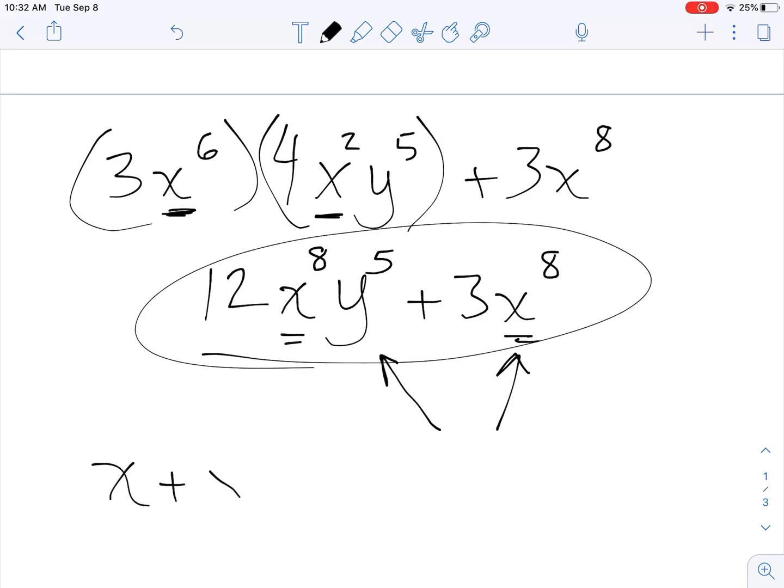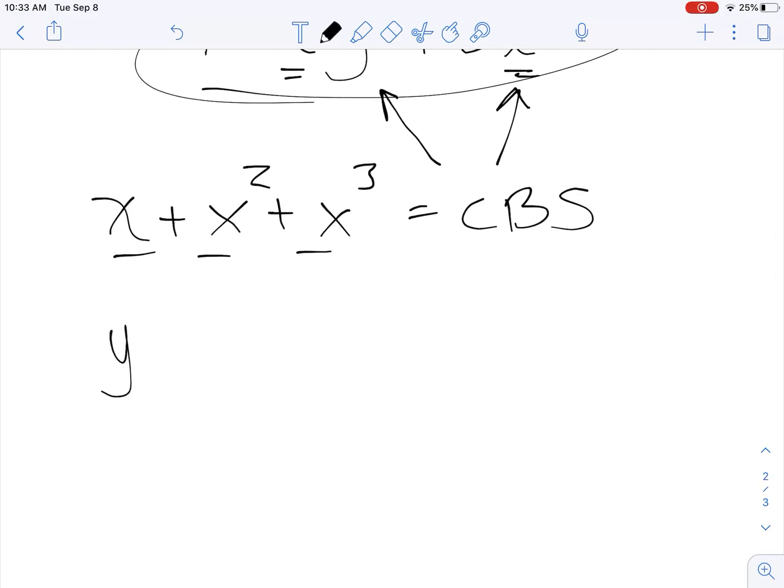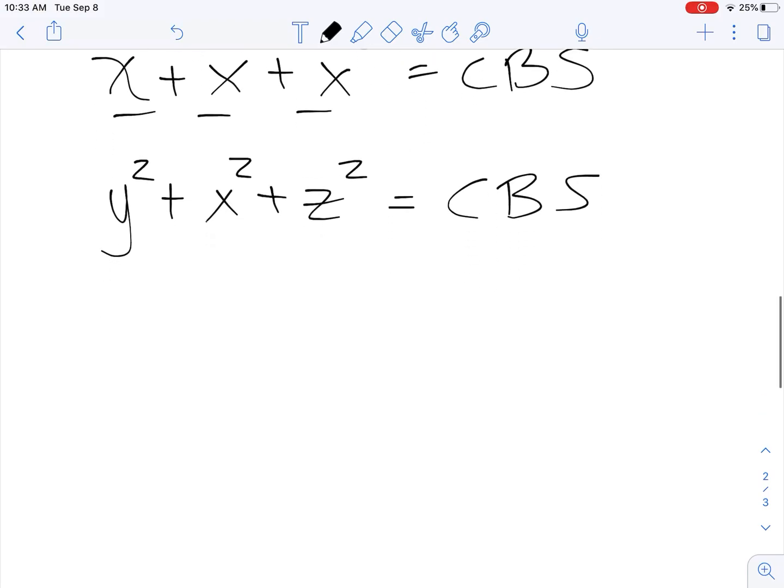Same thing if you had x plus x squared plus x cubed. You cannot simplify that. It cannot be simplified, because these are not like terms. They do not have the same base raised to the same power. Y squared plus x squared plus z squared also cannot be simplified. So let's do a few practice problems.